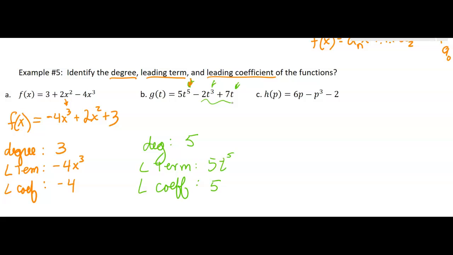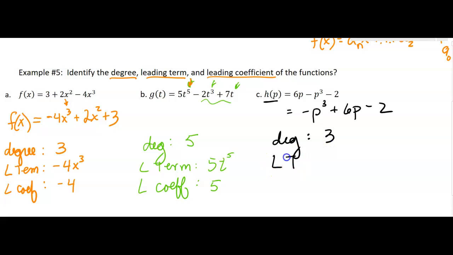Okay, so now let's do this last one, h of p. Well, it's not in the right order. You're going to have to rewrite that as negative p cubed plus 6p minus 2. Notice the negative sign goes with the p cubed, so you got to be careful on that. All right, what's the degree? The degree is 3. That's the exponent.